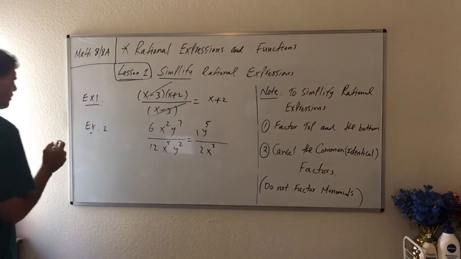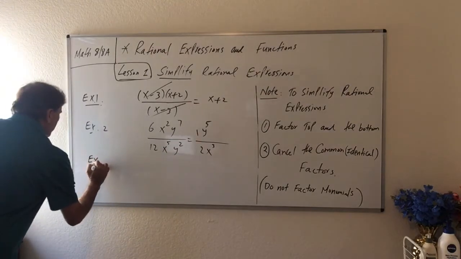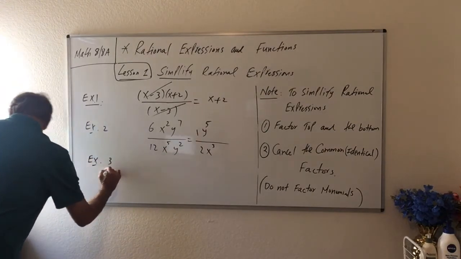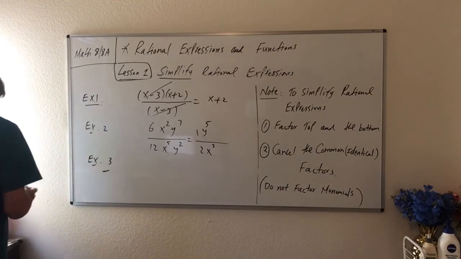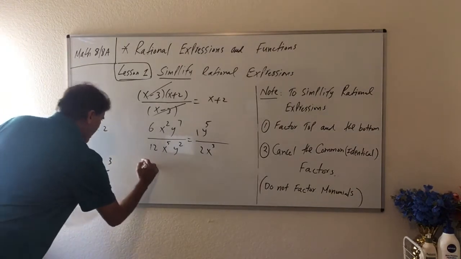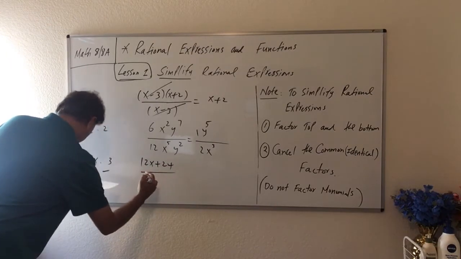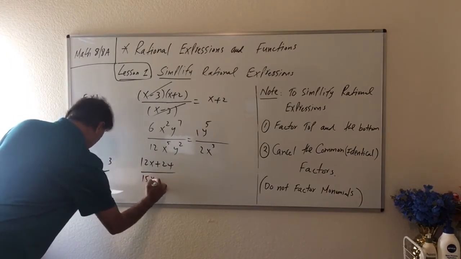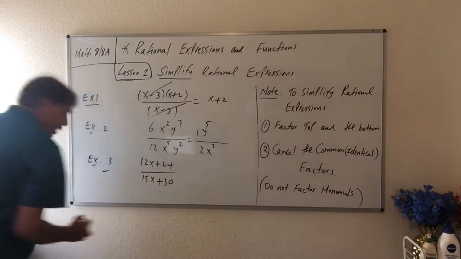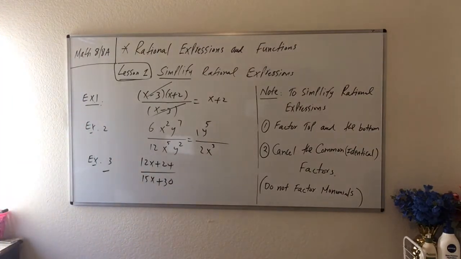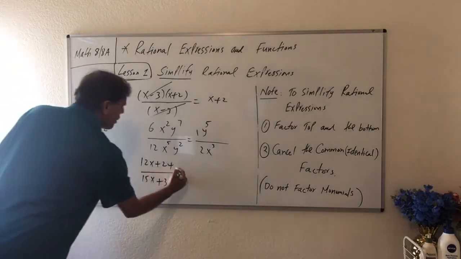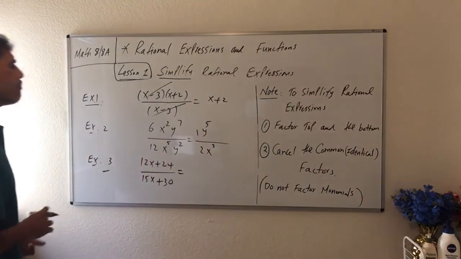And here is one more example. Example 3, for example, we can do one binomial. Simplify (12x + 24) divided by (15x + 30). That's your binomial divided by binomial. So what do you do first? We factor the top and the bottom.